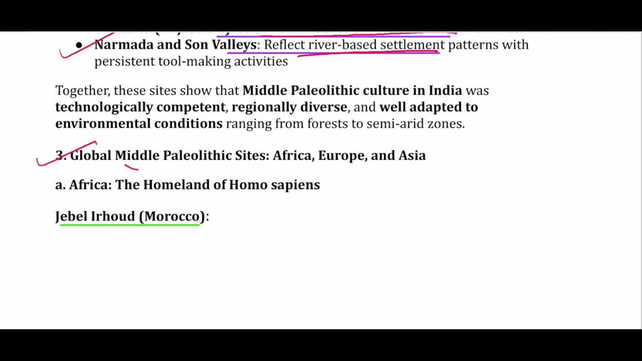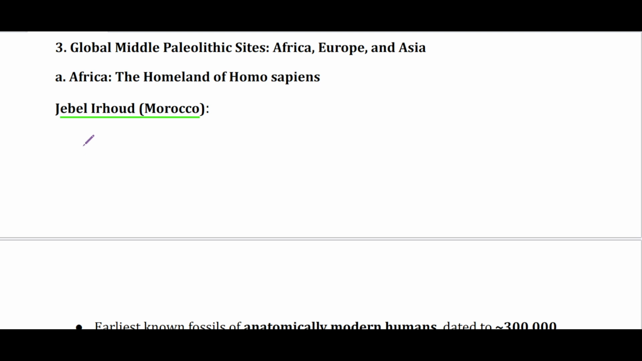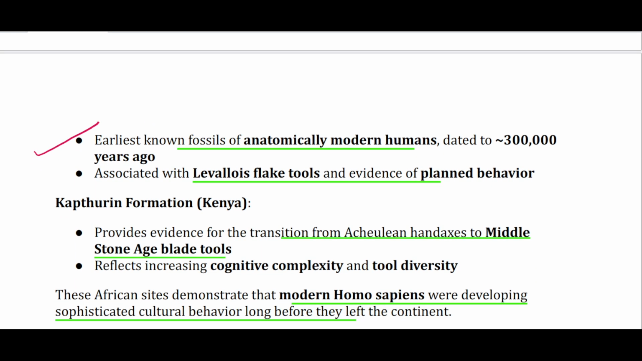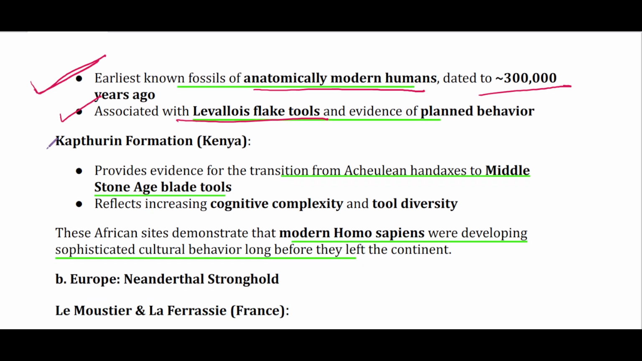Now let's have a look at the global Middle Paleolithic sites from Africa, Europe, and Asia. The first such site in Africa is Jebel Irhoud in Morocco. Here the earliest known fossils of anatomically modern humans, dated to around 300,000 years ago, were found, and these fossils were associated with Levallois flake tools.